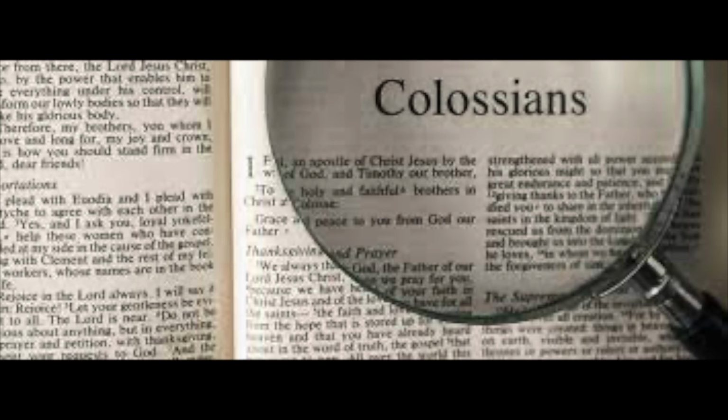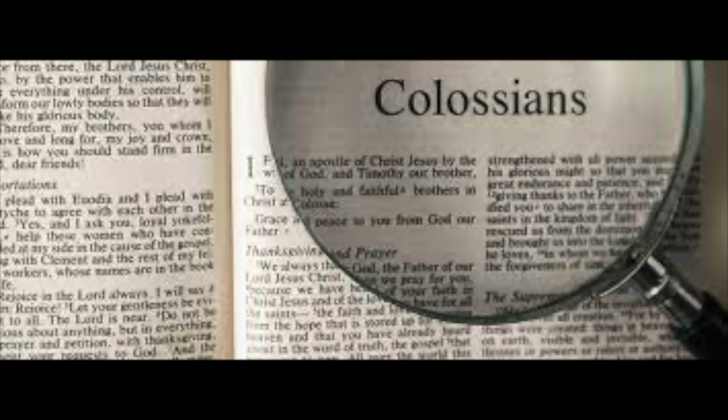Section 3, put to death deeds of the flesh. We see this in chapter 3. Paul exhorts the people to put off deeds of the flesh, including sexual immorality, impurity, lust, evil desires, and greed. He encourages deeds of the Spirit, including compassion, kindness, humility, gentleness, and patience.